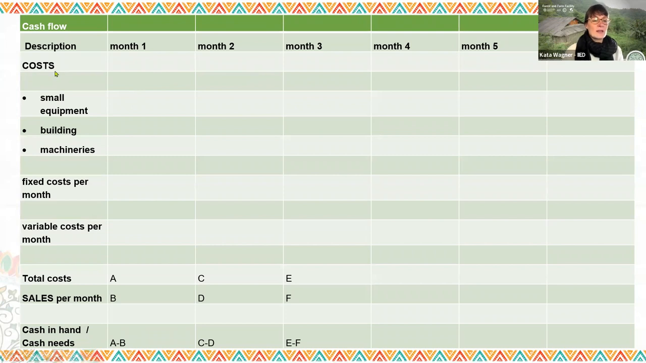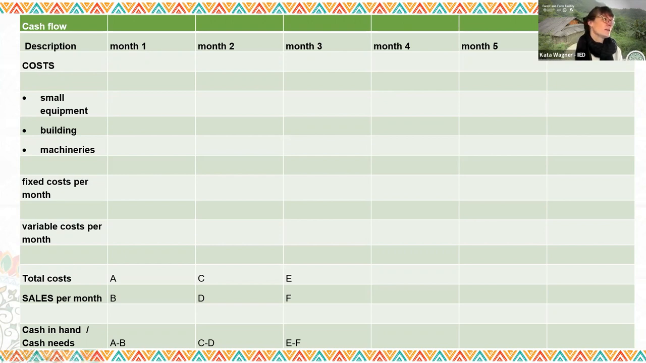And you will have here the costs for small equipment, building, machineries. Then you have the fixed costs per month, the variable cost per month, a total of the costs, which is A. And then you have underneath the sales per month, which is B. And at the bottom, you have your cash needs, or if you have a surplus, you have cash in hand. So that's the sales per month subtracted from the total costs of the month.